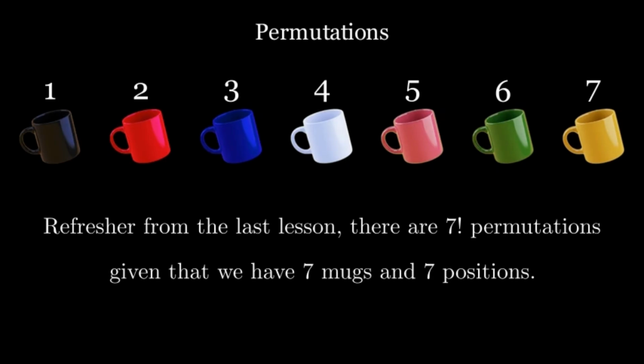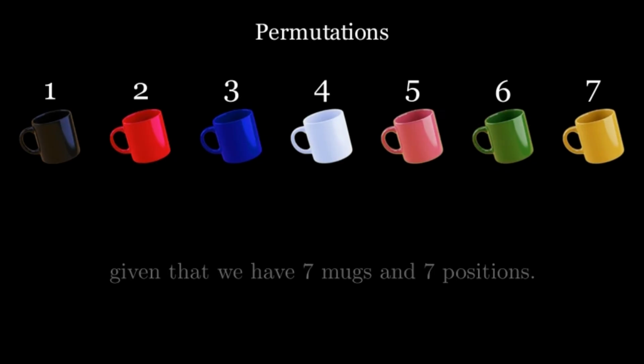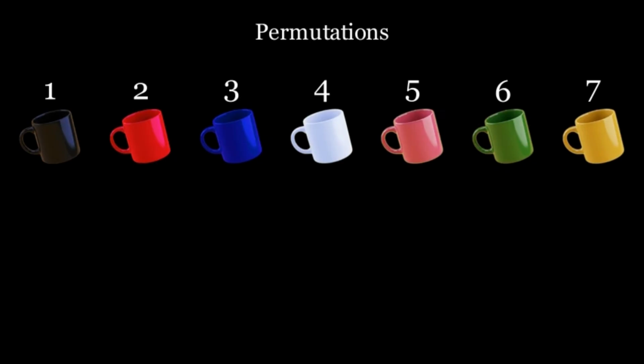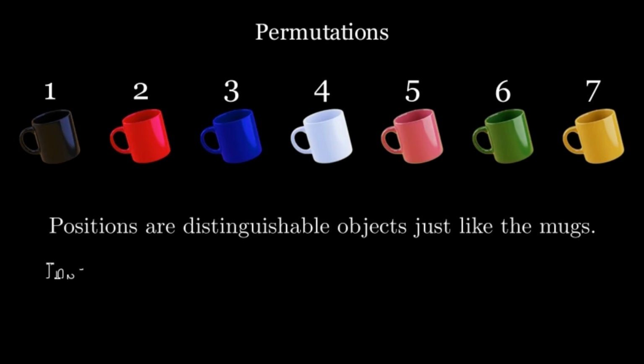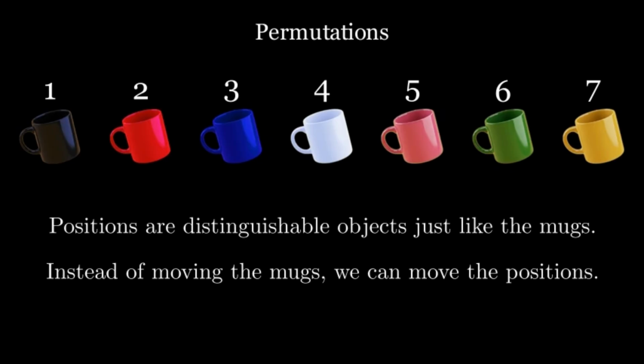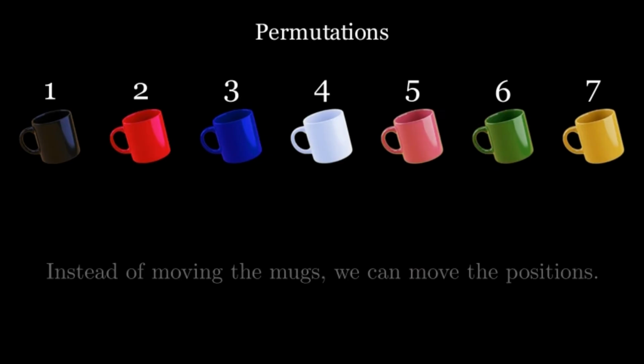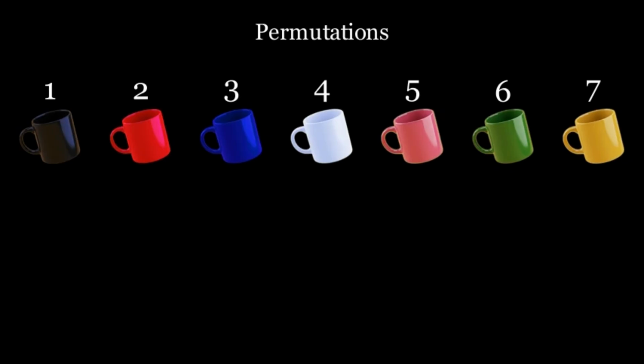Instead of manipulation of the mugs, we'll consider manipulation of the positions. This approach isn't common. It involves changing our perspective of the roles of positions, but positions are distinguishable objects just like the mugs. So instead of moving the mugs, we can move the positions. It doesn't seem like a big deal at first. I mean, what difference does it make if I change the positions around instead of the mugs? That's like switching the positions of the boxes the mugs are in instead of switching the mugs in the boxes.